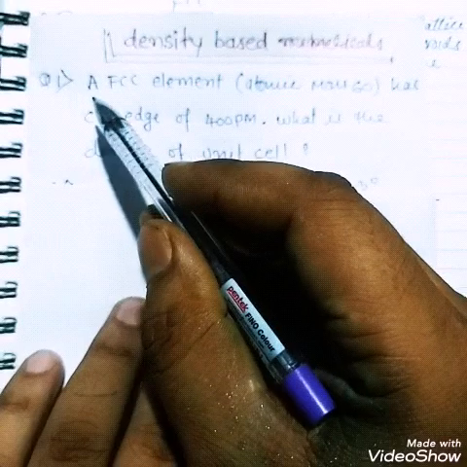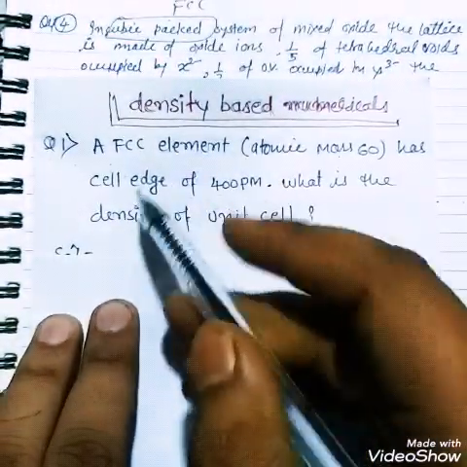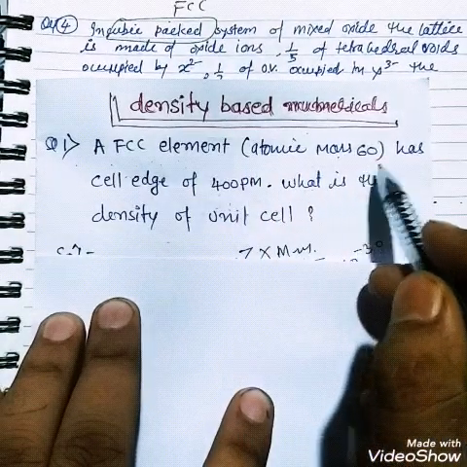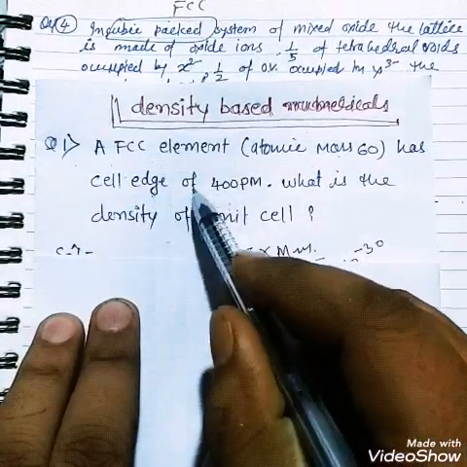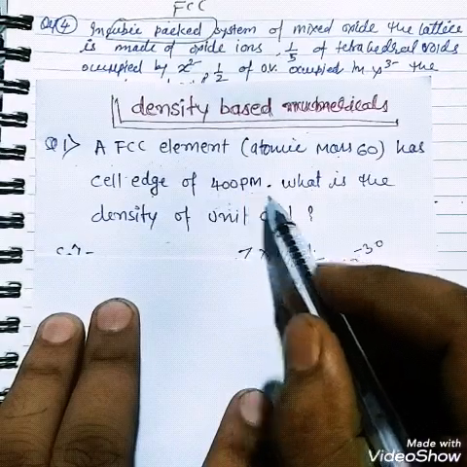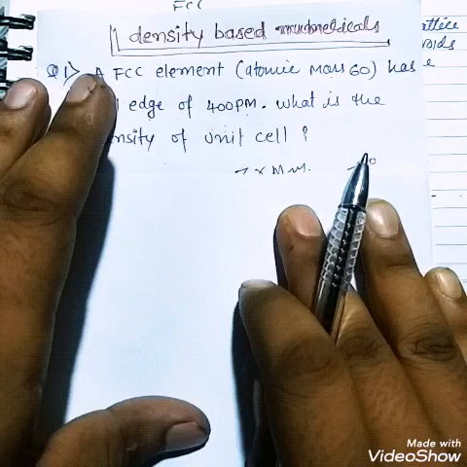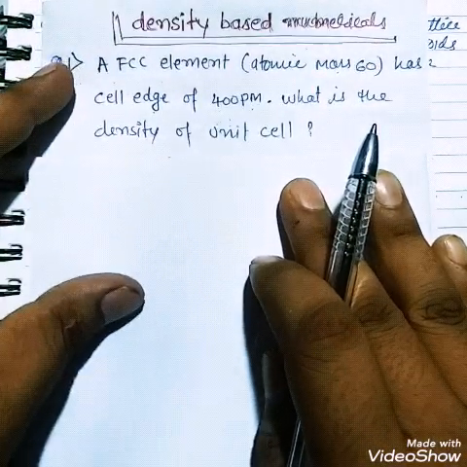Question number one: A is an FCC element, its atomic mass is 60, and it has a cell edge of 400 picometer. What is the density of the unit cell? Here it is a very simple question.